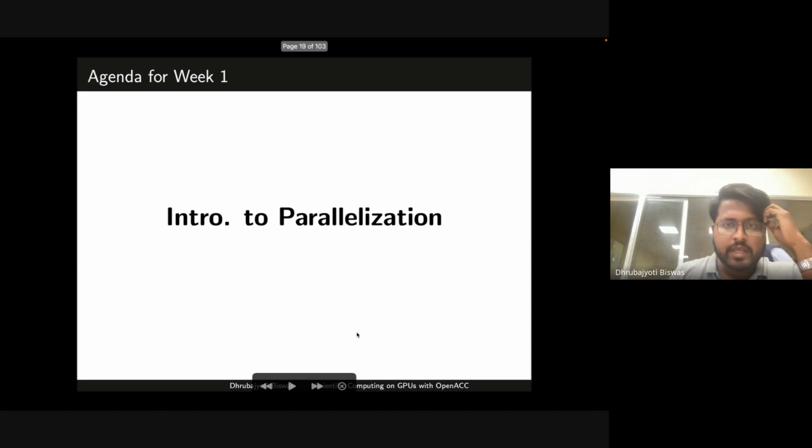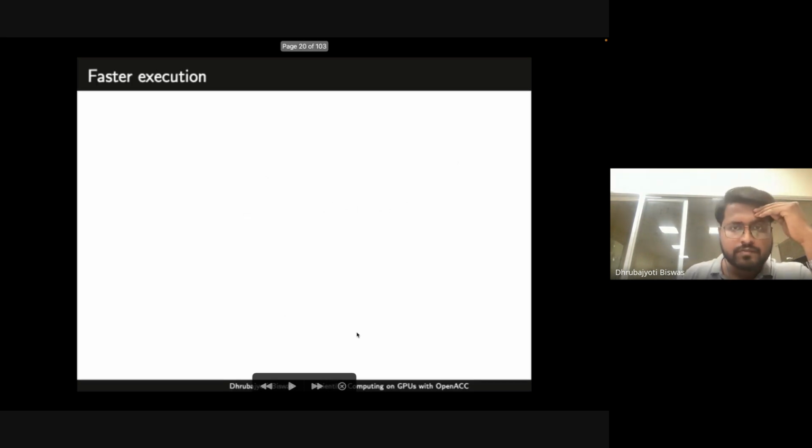Okay, so the agenda for this week, and today, is introduction to parallelization. We will look at the basics of it so that everybody is on the same page. I expect some of you might have previous expertise on this, but I would request you to bear with us. You might learn something new and also give others the chance to know something about this topic.